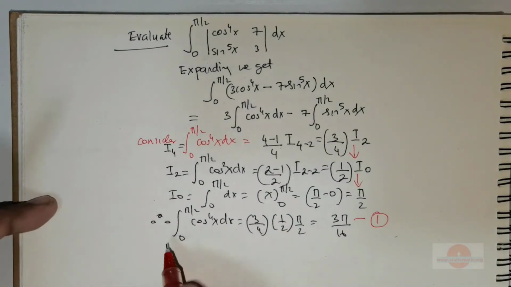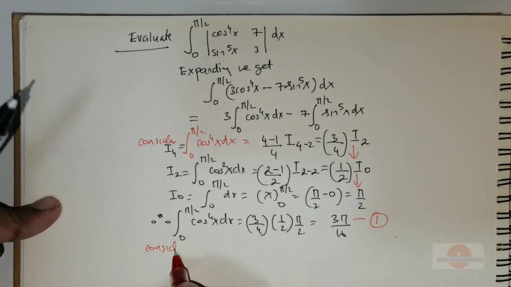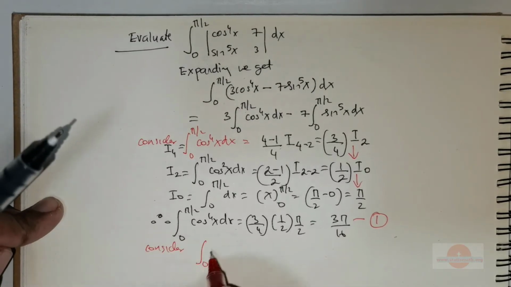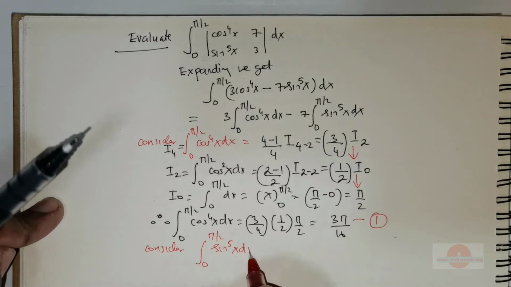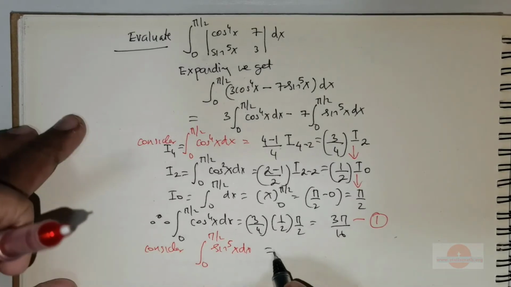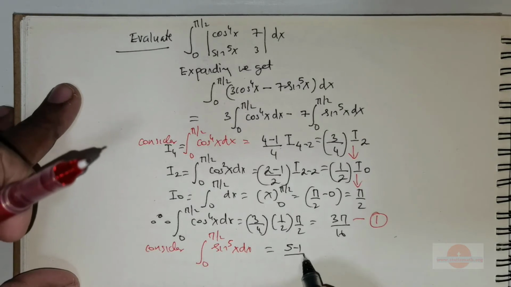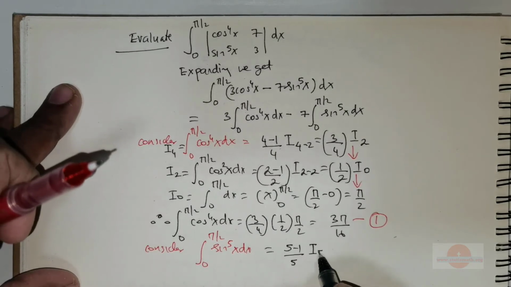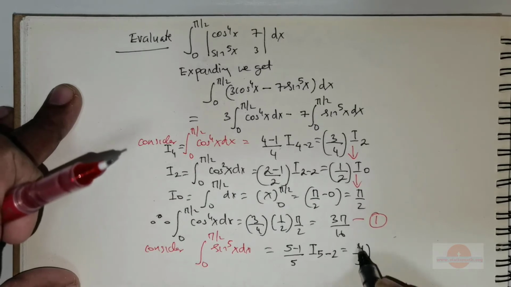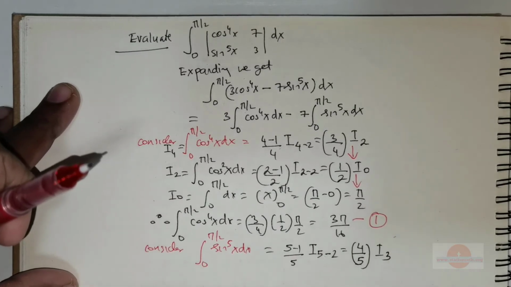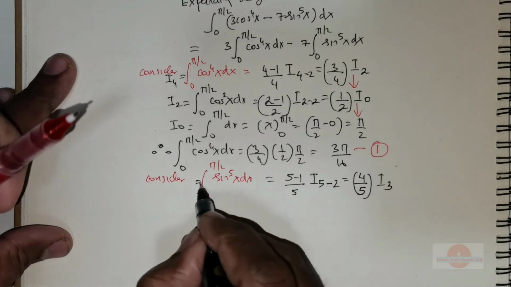Now let us go and consider the second quantity, which is the integral from 0 to pi over 2 of sin^(5x) dx. Now if you were to apply the limits, you get (5 minus 1) divided by 5 times I suffix (5 minus 2), which is 4 divided by 5 I suffix 3. Now this is I suffix 5.